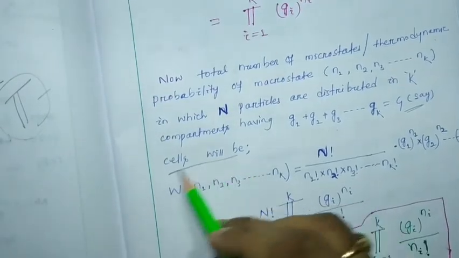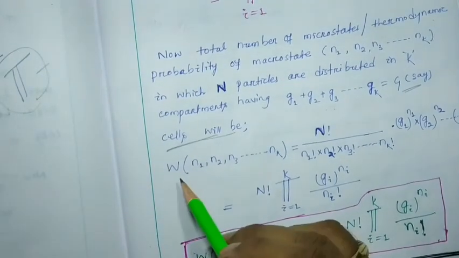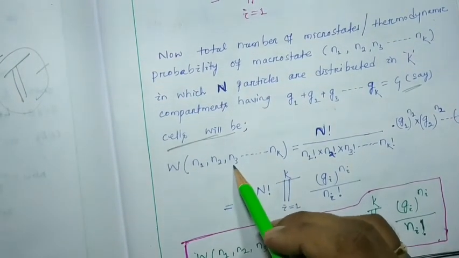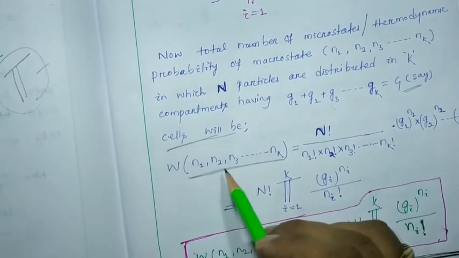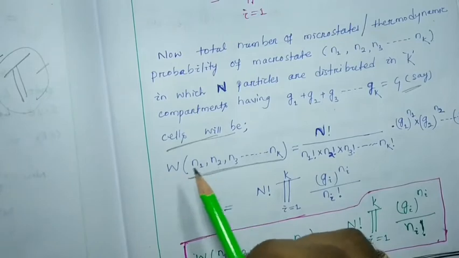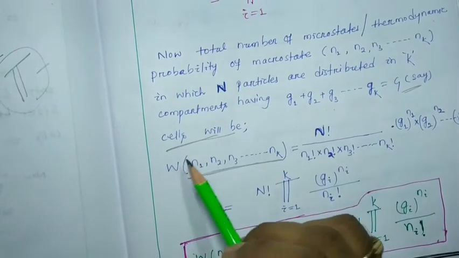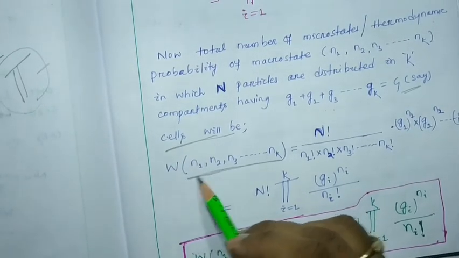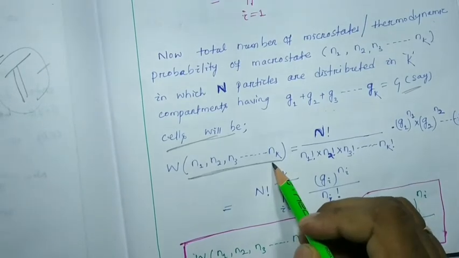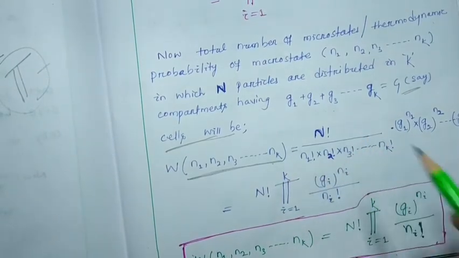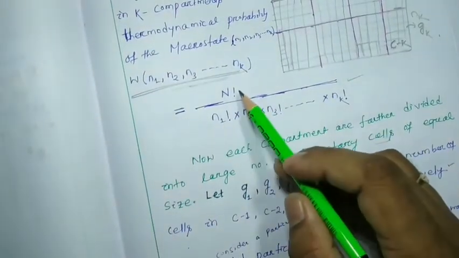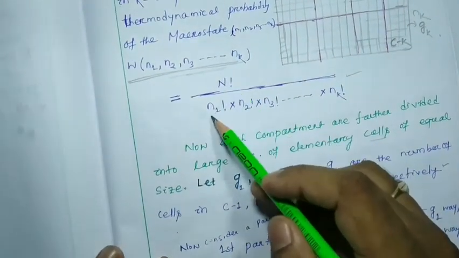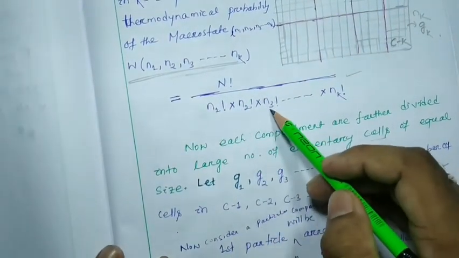Cells will be how much? It will be w(n1, n2, n3, ..., nk). This is the macrostate. For this macrostate w we have written, the number of microstates of this macrostate will be equal to how much? Previously, without considering the division of cells, it was capital N factorial by n1 factorial into n2 factorial into n3 factorial up to nk factorial.